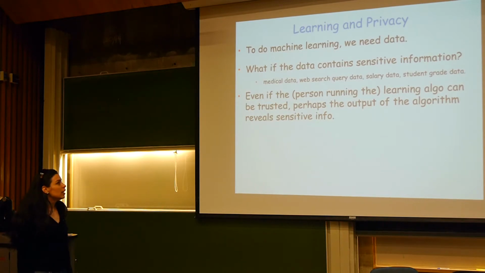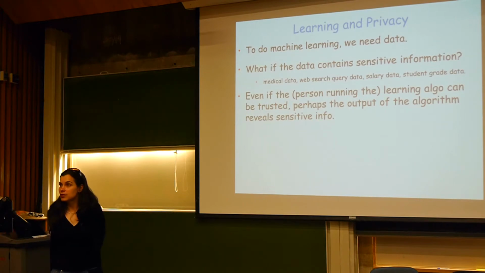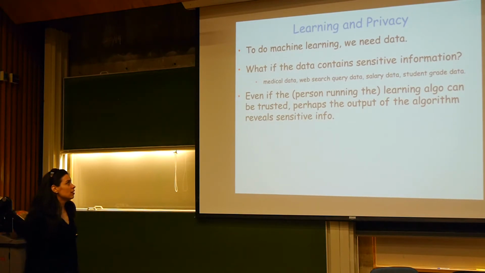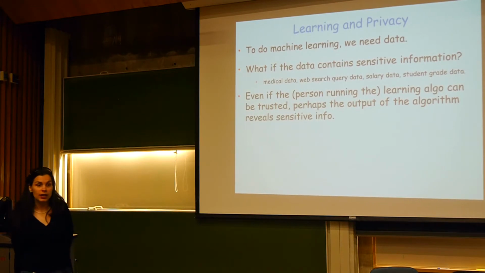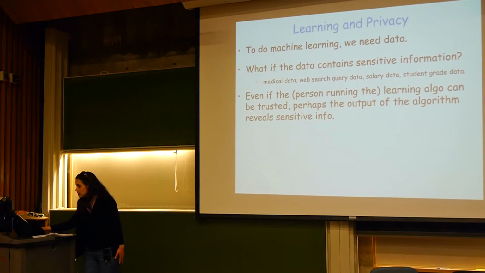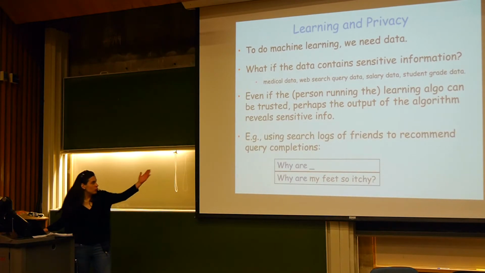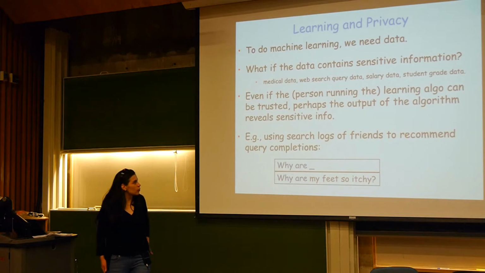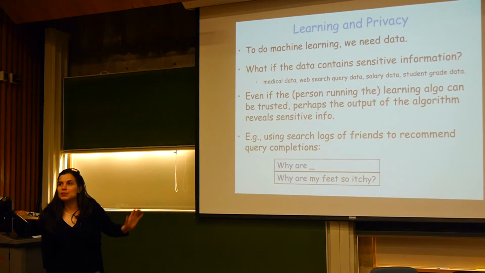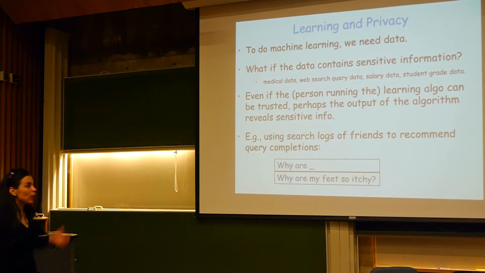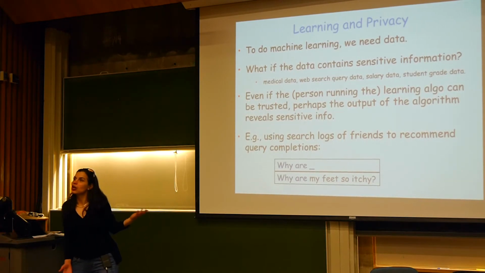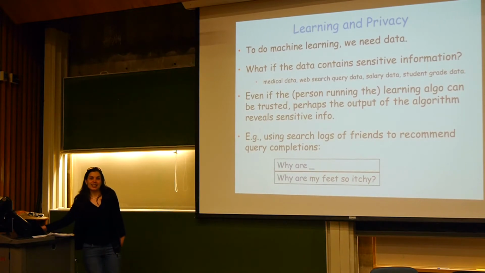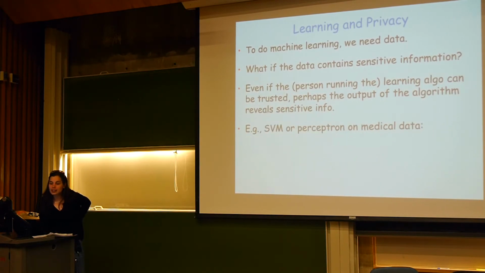Okay, and the problem is that even if the person running the learning algorithm is a trusted person, we can still be in a situation where the output of the algorithm really reveals some sensitive information. Okay, so we really have to be careful. So here's an example from my friend Aaron Roth, who was a student here, and now he's a world expert in differential privacy. So here's an example of something that could be potentially embarrassing if we are not careful. Or even a more technical example.